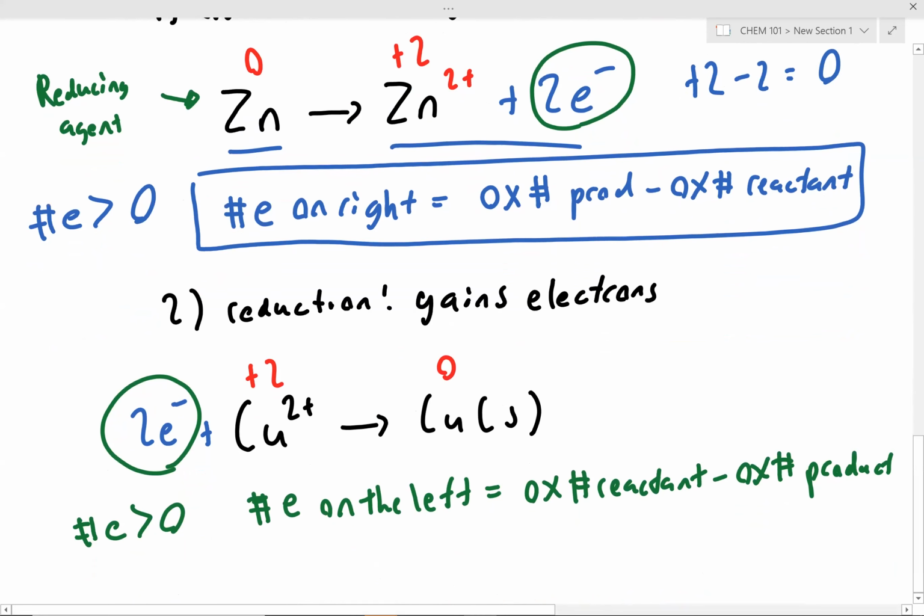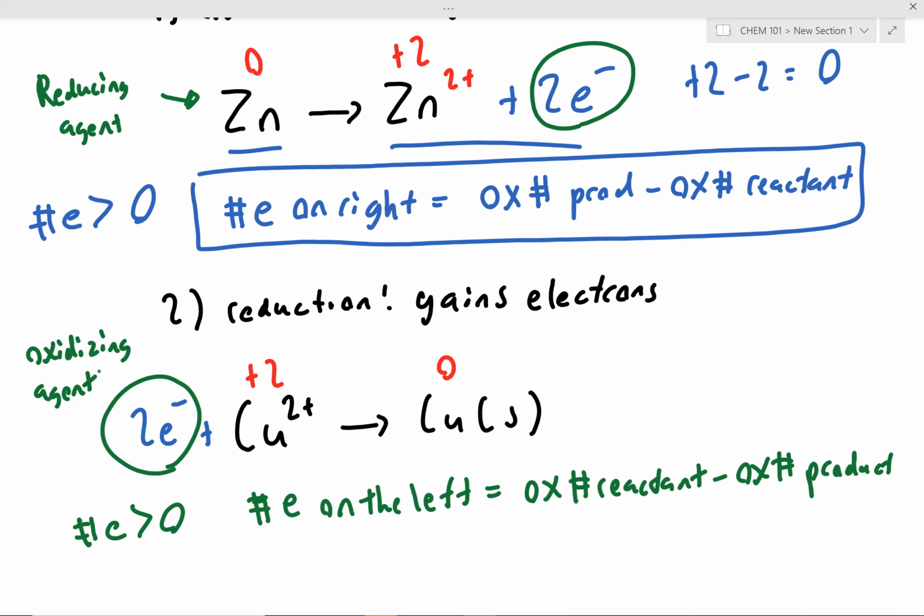Copper is gaining electrons, taking electrons. What do we call the species that gains electrons? Oxidizing agent. Exactly. Okay. Does that make sense to everyone? How to dissect a reaction and identify your oxidizing and reducing agent. This is part of what you're going to be doing today.